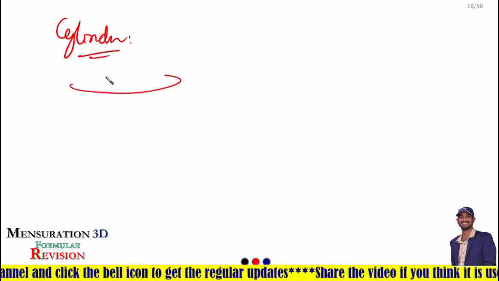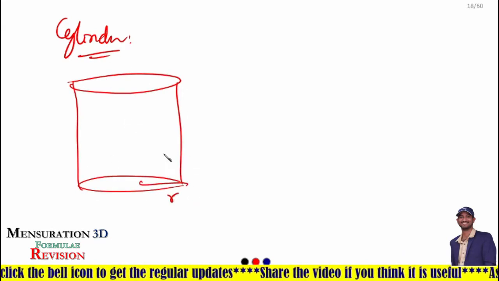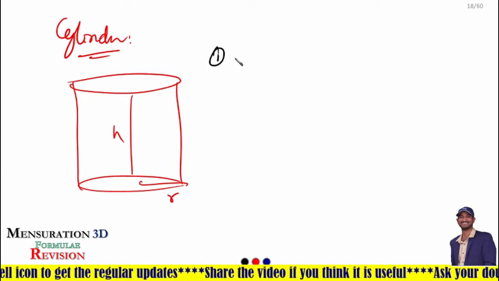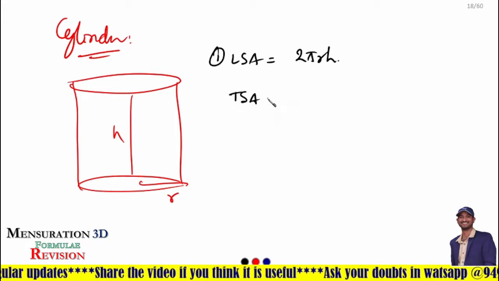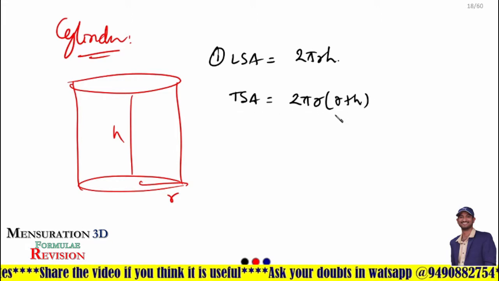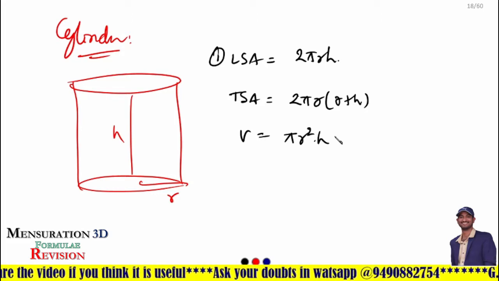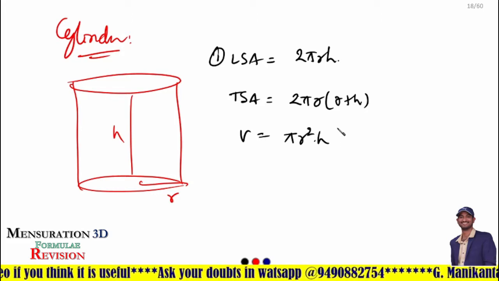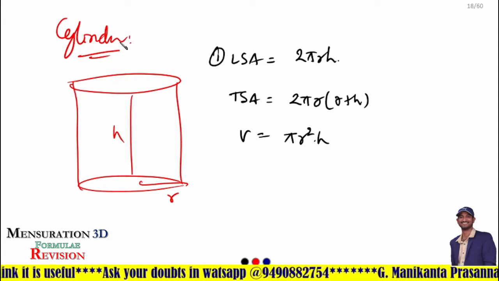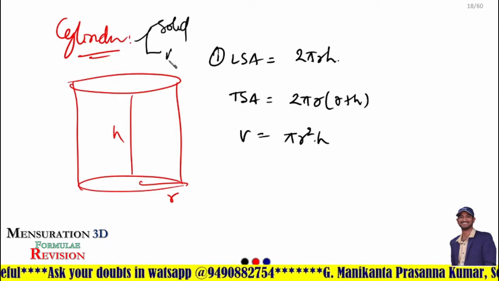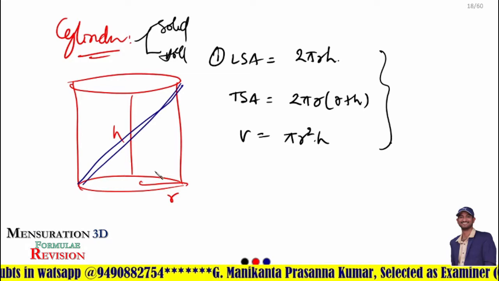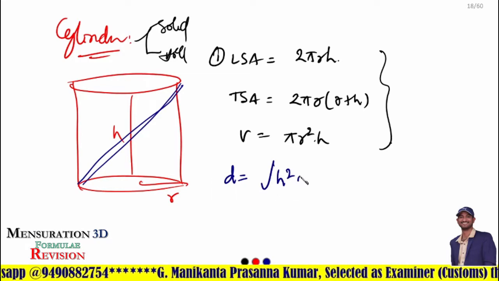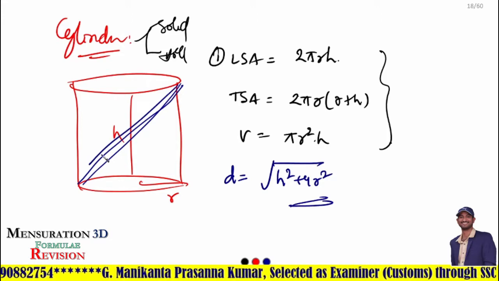Next, cylinders. Suppose it is a cylinder of radius r and height h. Then the first formula, lateral surface area equals 2 pi r h, total surface area is 2 pi r into (r plus h), and volume is pi r square into h. All these are for a solid cylinder, because we have solid and hollow cylinders. Now tell me, what is the diagonal of the cylinder? The diagonal of the cylinder equals the square root of h square plus 4r square.